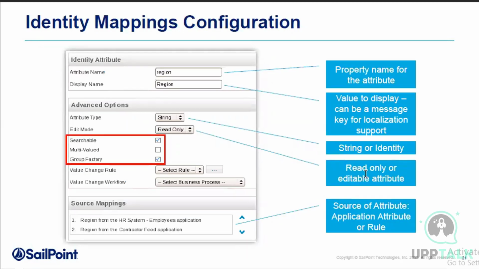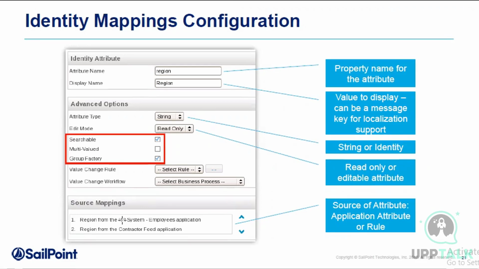So this is the configuration UI. When you go to the identity mapping, this kind of screen will be visible to you. You can open that particular attribute name and give these details, and at the bottom you have the source mapping, right? Under the source mapping, you will be mapping the attribute. Currently I have two authoritative applications that I am going to onboard. In those two authoritative applications, we have a region attribute, and that region attribute we are going to map with a SailPoint region attribute. And there are searchable, multi-valued, and group factory columns, right?